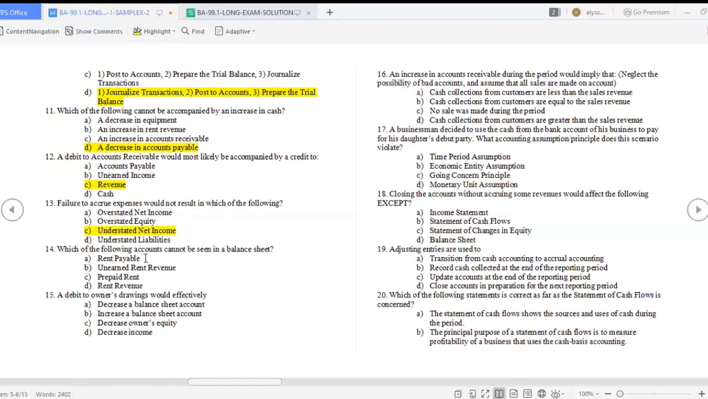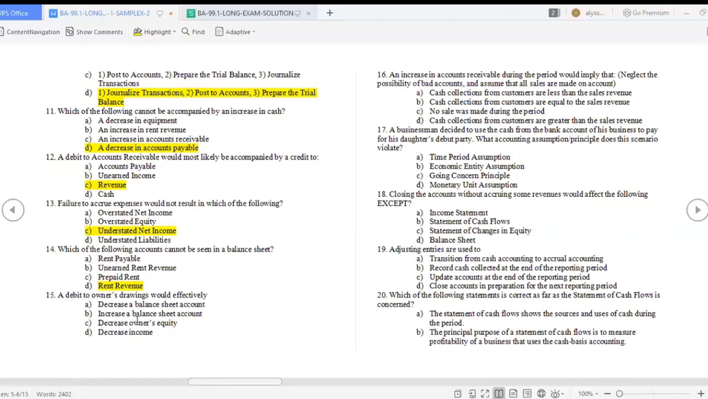Unearned rent revenue, it's a liability since you have to render or provide the service before you get the revenue. So that's a liability. It's in the balance sheet. C, prepaid rent. So it's when you paid rent in advance. So that's an asset. So the correct answer is letter D, since the rent revenue can be seen in statement of comprehensive income.